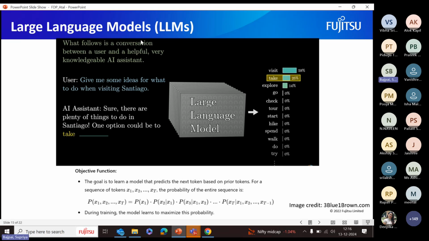So now, the large language model. Coming back to this, what exactly does it do? Large language models are actually not brains. These are just next word predictions. Given the user says, give me some idea for what to do when visiting Santiago, the assistant will start predicting what the next word after visiting Santiago could be. Suppose the AI assistant has written one option could be to.